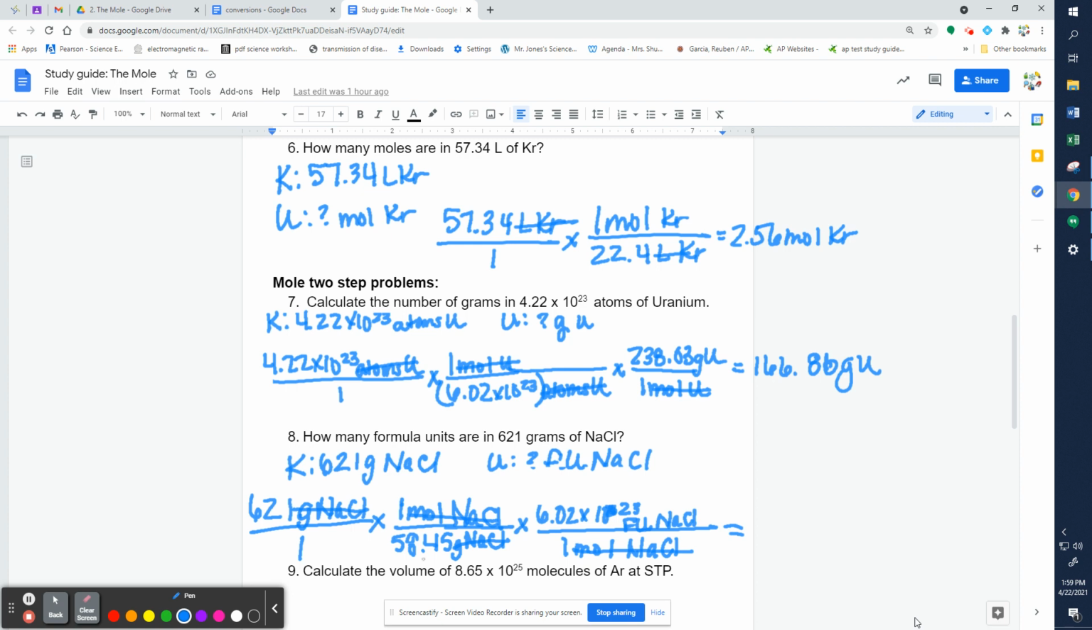So I have 621 divided by 58.45 multiplied by 6.02 times 10 to the 23rd. When you multiply all of that out, you should get 6.39 times 10 to the 24th. And our units are formula units of NaCl. If you need to write any of those down, go ahead and pause the video. I'm going to erase them.